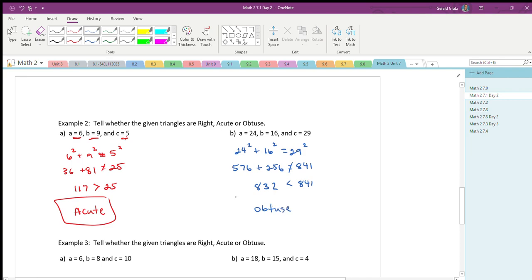And again, the first thing I should be checking is if the two smallest sides added together are bigger than the third side, which of course this is. 16 plus 24 is 40, which is definitely bigger than 29. So it could be a triangle.